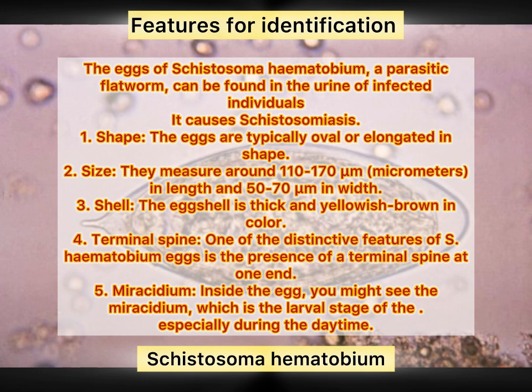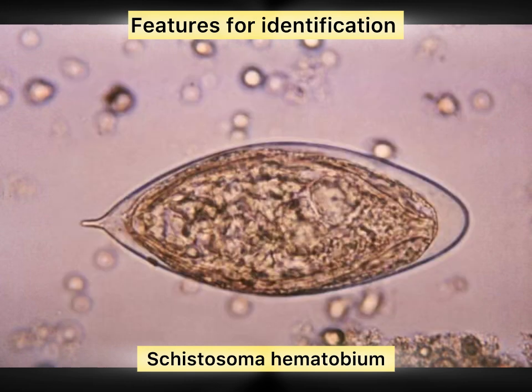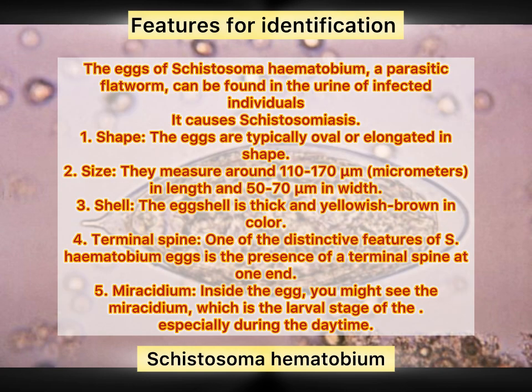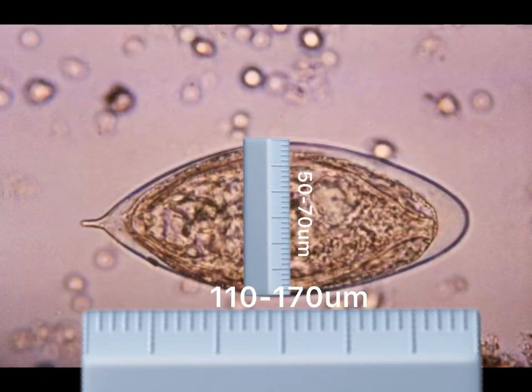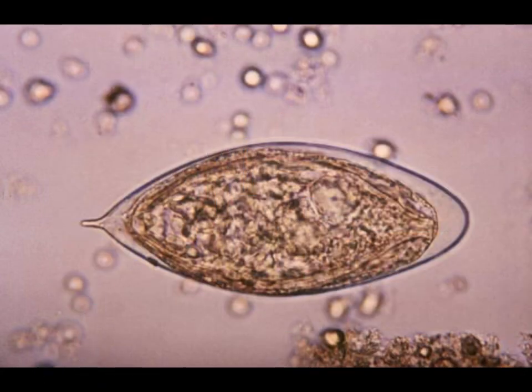Another egg that can be found in urine is Schistosoma haematobium. This is the only schistosome that can be found in urine. It's a parasitic flatworm that causes schistosomiasis. Typically, if you want to identify this egg in urine, look for the shape. 2. The eggs are typically oval. They usually measure around 110 to 170 micrometers in length and 50 to 70 micrometers in width.